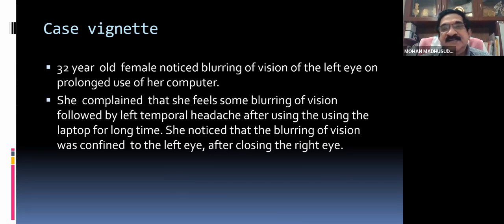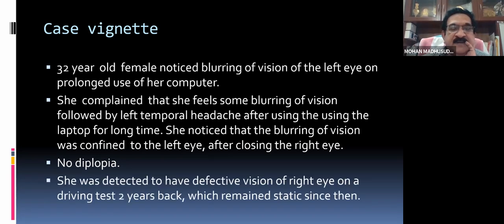She complained that she feels some blurring of vision, followed by left temporal headache after using the laptop for a long time. She noticed that the blurring of vision was confined to the left eye. She detected it after closing her right eye. There was no diplopia. She was detected to have defective vision of the right eye on a driving test 2 years back, which remained static since then. So that's another story, but she's coming with this particular complaint.